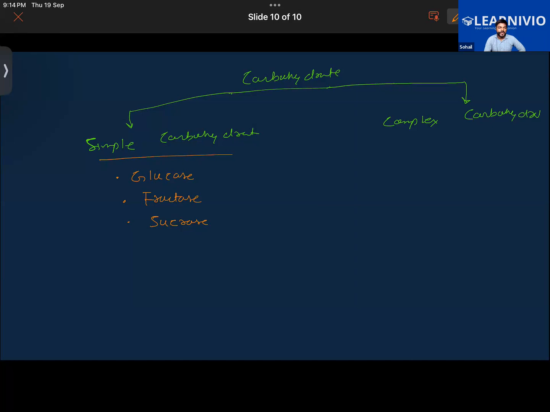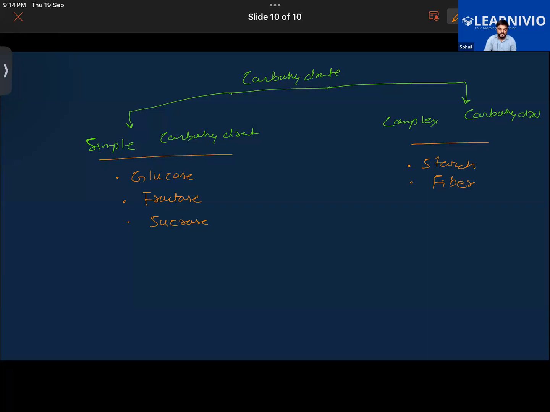Then talking about complex carbohydrates, examples are starch, which is a complex carbohydrate, and fiber, which is also a complex carbohydrate. So starch and fiber are complex carbohydrates, while glucose, fructose, and sucrose are simple carbohydrates. But nonetheless, all of them are carbohydrates, and all of them will provide you with energy. Whether you are eating a food that contains starch, glucose, fructose, or fiber, all of them will provide you with energy.